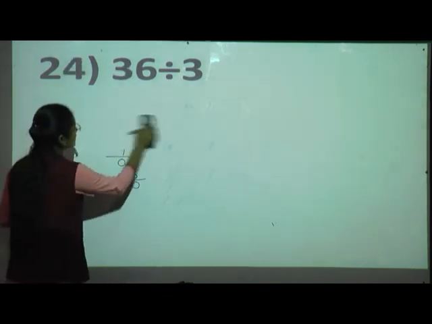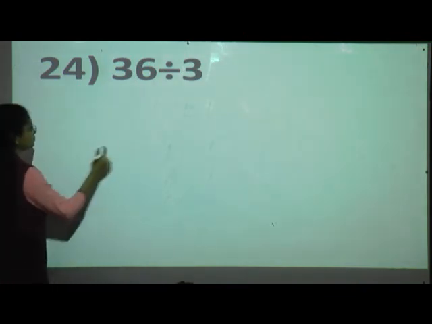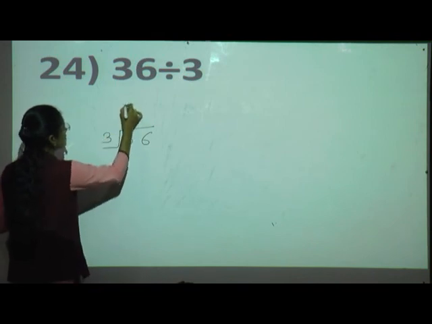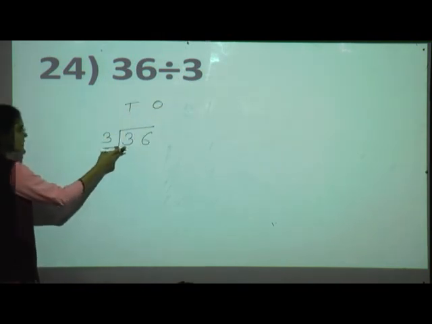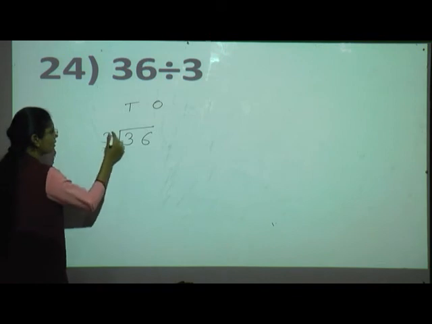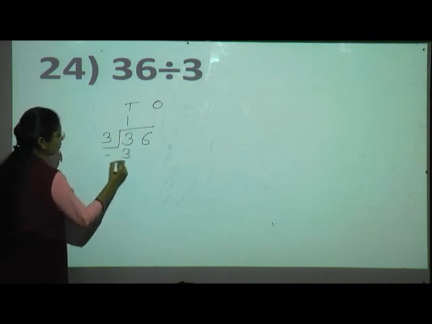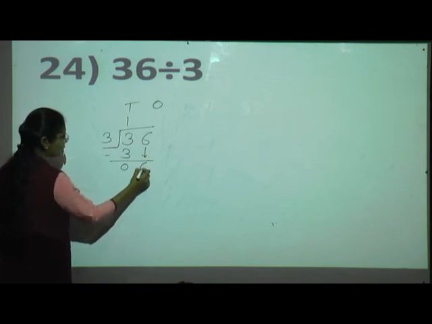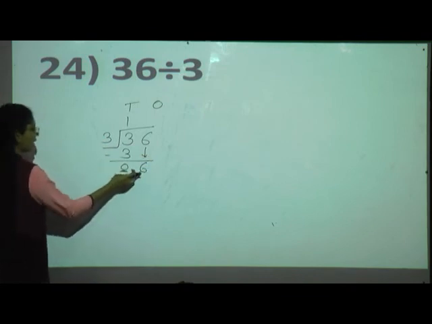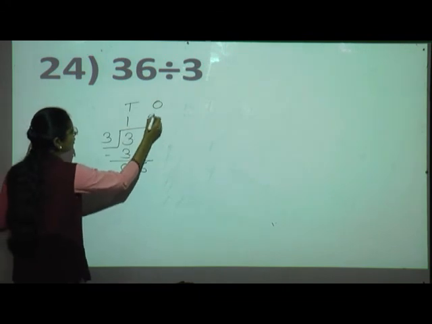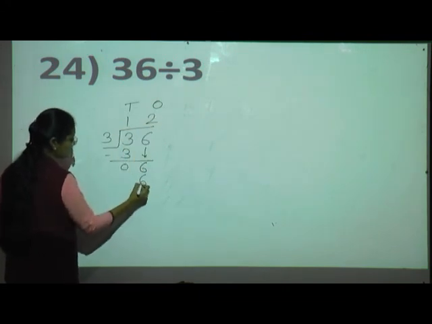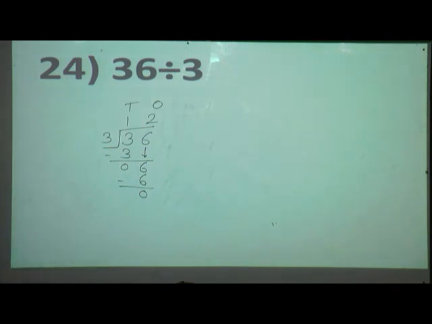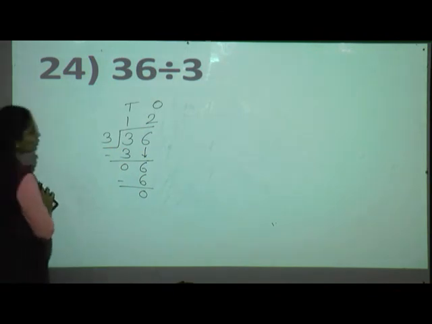Next, 36 divided by 3. This is tens and ones. At tens place here 3 is there. 3 divided by 3, 3 ones are 3. 3 minus 3, 0. In the next step this number you have to take down. So take it down, here 6. Now in 6 how many 3's are there? There are 2 3's. 3 2's are 6. So 6 minus 6, again you will get the remainder 0. So 36 divided by 3 is equal to 12.